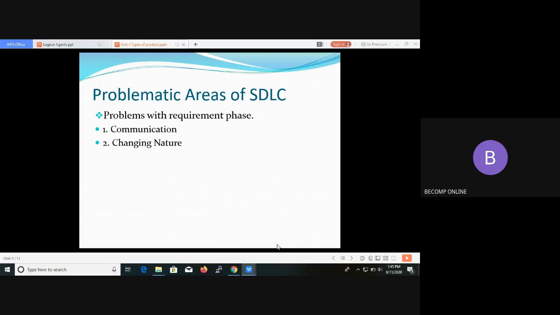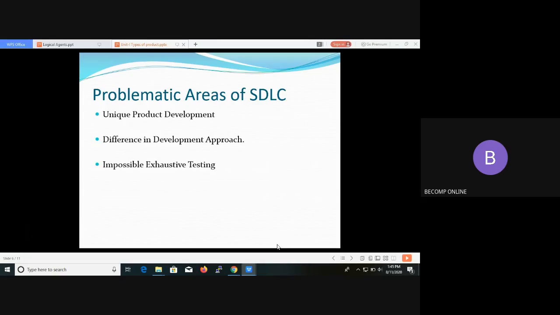Sometimes the time gap between the requirement submission and the product delivery plays an essential role. Approaches like rapid application development and top-down joint application development can be used to accommodate the changing requirements. So in the requirement phase, we have found these two problems, which may cause problems while producing our product.